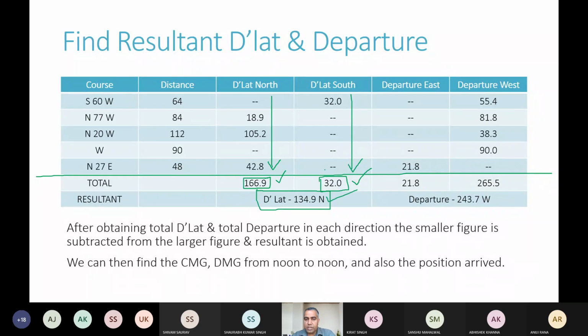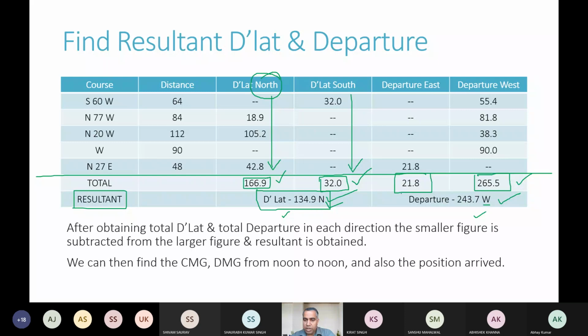And what name did we give it? The name of the bigger value. In this case the bigger value has the name North, so we gave the DLAT the name North. Same thing done with departure. Easterly departure, westerly departure. Westerly is bigger, so west minus east: 265.5 minus 21.8 gives us 243.7 westerly departure. So we have the resultant DLAT and resultant departure. Now, once we have these, we can easily calculate our final position as well as the course made good and distance made good.